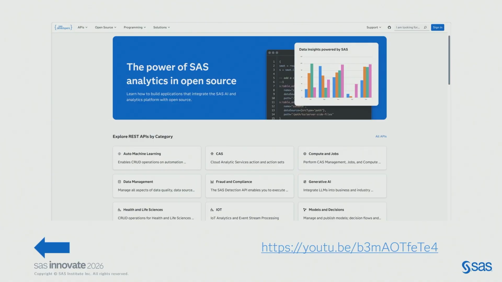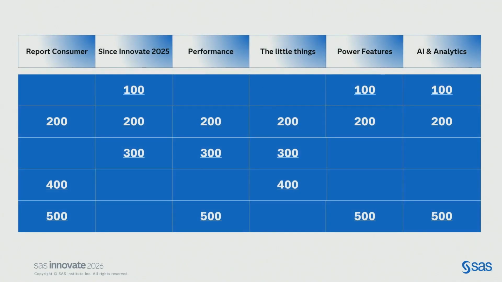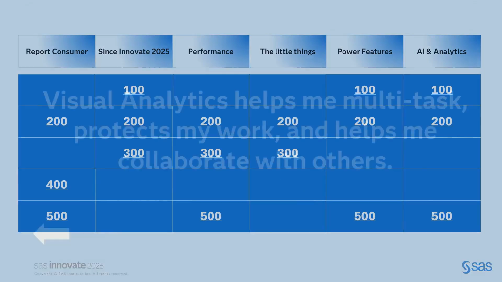All right, I'm staying on this side of the room. You are up. All right. Let's do the little things for 400. The little things for 400.